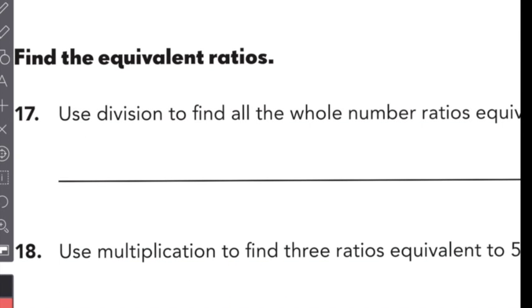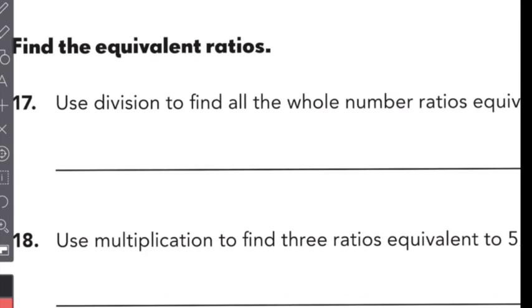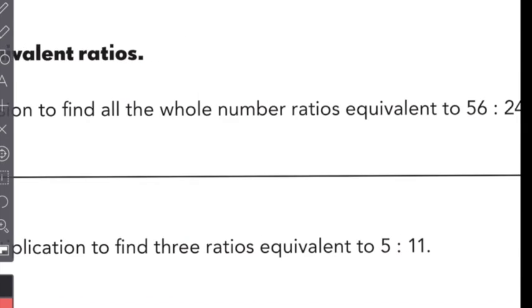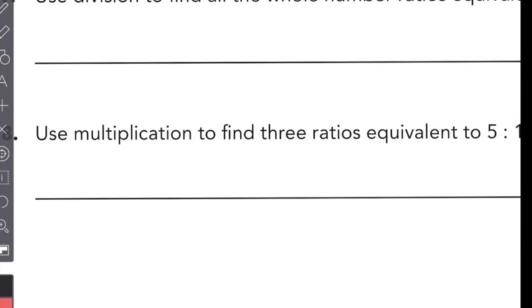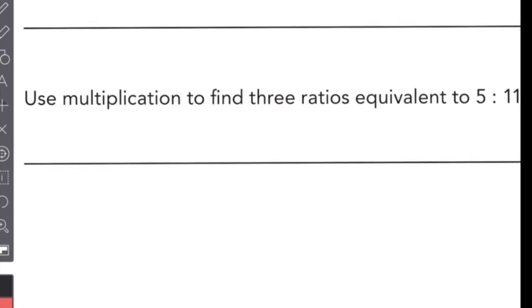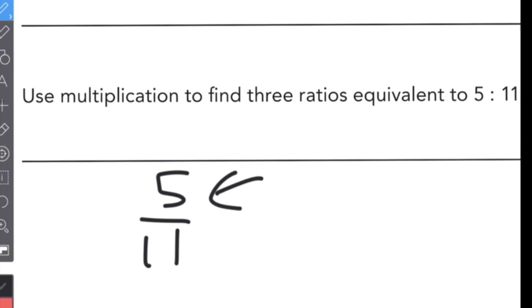Number 17 says use division to find all the whole number ratios equivalent to 56 to 24. So start with 2, divide by 2, and keep going until you get all of them. Use multiplication to find 3. All you have to do is find an equivalent fraction. Write 5 over 11, multiply numerator and denominator by a number, and get an answer. Then go back to 5 over 11, multiply numerator and denominator by a different number, and you get another answer, and so forth.